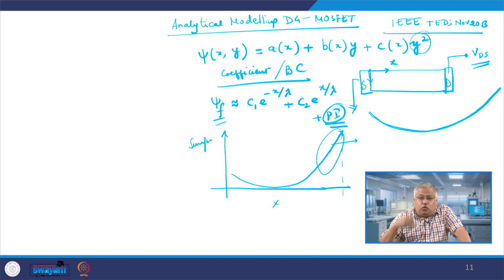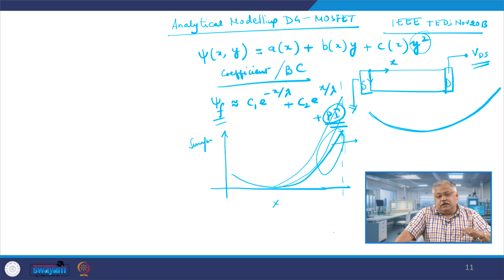However, if you go on increasing the voltage at the drain end, which means VDS is larger and larger, then you will see that this goes much further to the top, which means that higher voltages will entail a larger longitudinal current. It will increase the value of current flowing through the device because of a larger electric field.